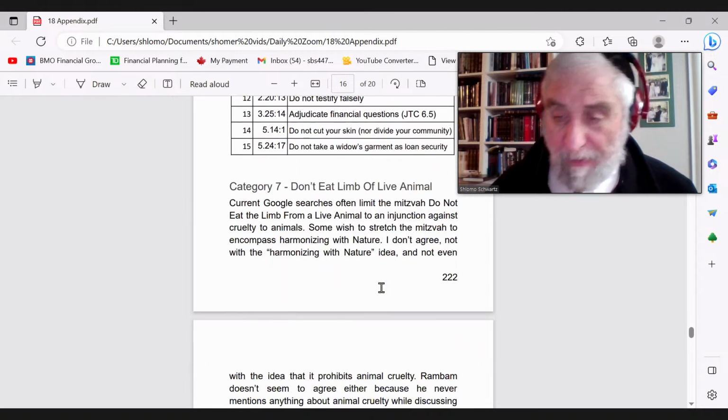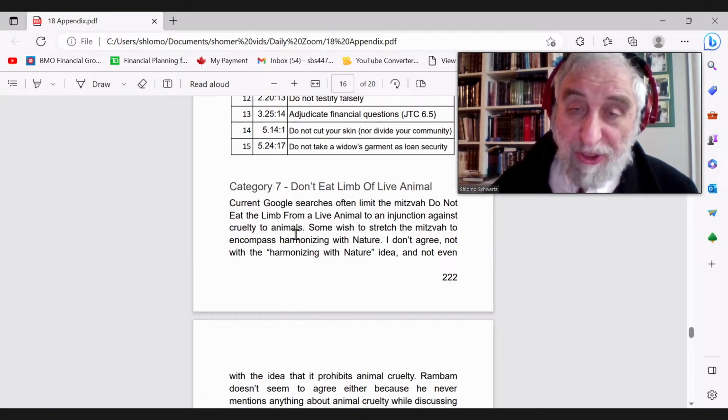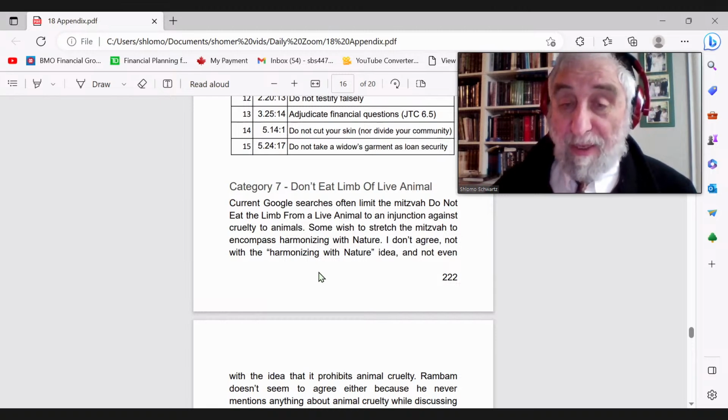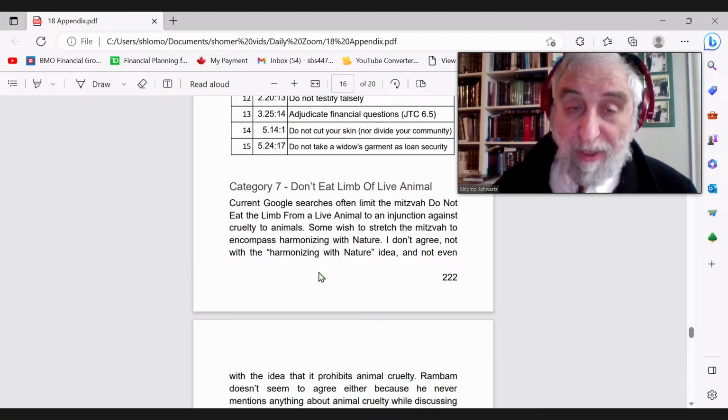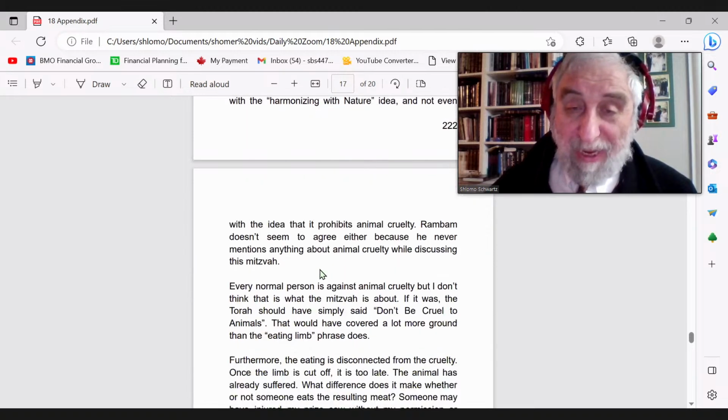Now I want to go into the next category, which is don't eat a limb of a live animal. I'm going to read this. Current Google searches often limit the mitzvah, do not eat the limb from a live animal, to an injunction against cruelty to animals. That's what you'll find. Some wish to stretch the mitzvah to encompass harmonizing with nature. I've seen that in Google searches. I don't agree. Not with the harmonizing with nature idea, and not even with the idea that it prohibits animal cruelty. Rambam doesn't seem to agree either, because he never mentions anything about animal cruelty when discussing this mitzvah.